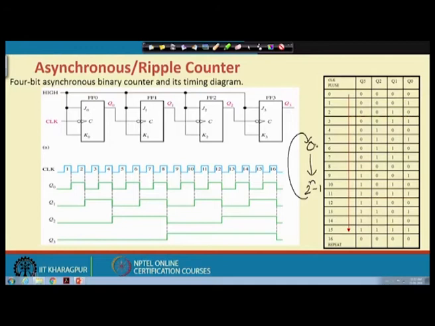Now, many times we do not want to go up to 2 to the power n. For example, in a 4-bit counter, we may be interested to count only from 0 to 9, and after 9 we want to come back to 0. If we are following some decimal system, we may be interested in counting from 0 to 9. This type of counter is known as a decade counter, that is, a modulo 10 counter. To get that type of counter, we can do some modification to the circuit that we have drawn here.